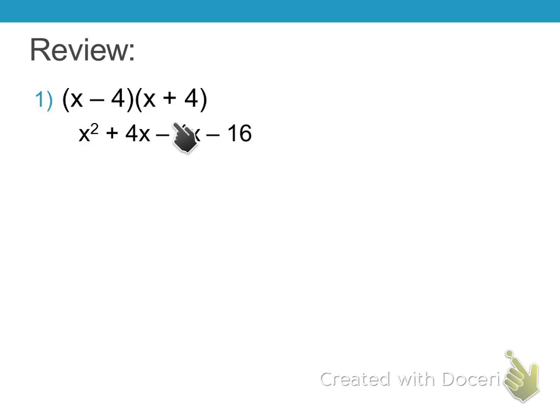What happens to the 2 terms in the middle? They go away. That gives us 0x. You don't need to write that. Your answer is just x squared minus 16. So we started with a multiplication problem. We multiplied it out. We ended up with x squared minus 16.